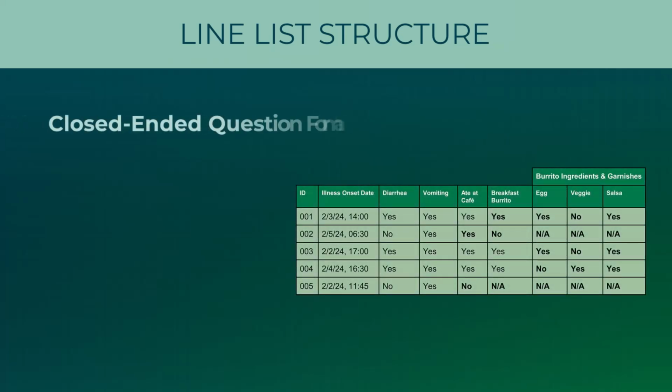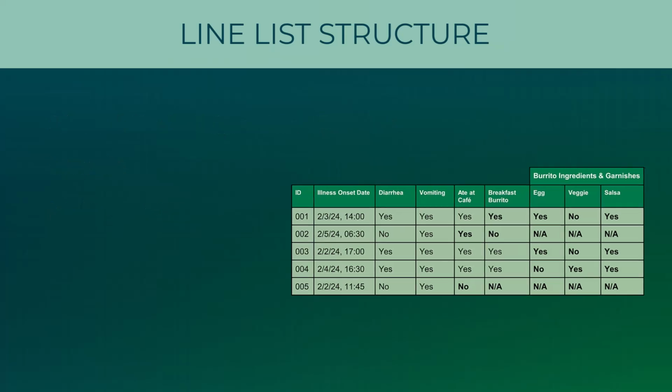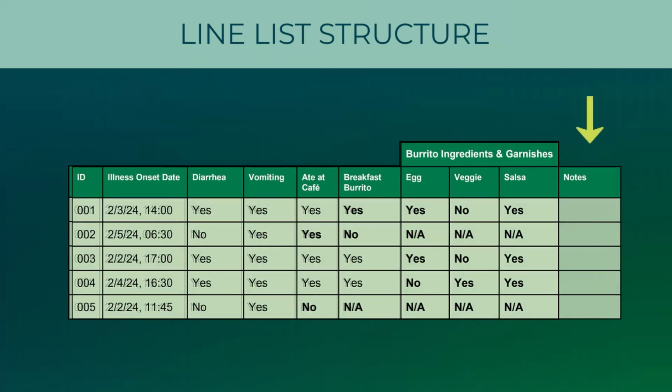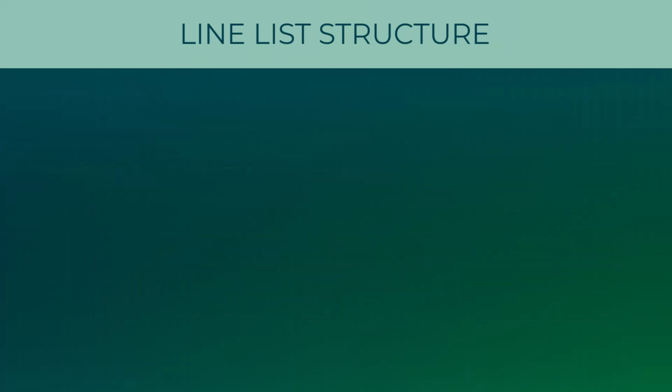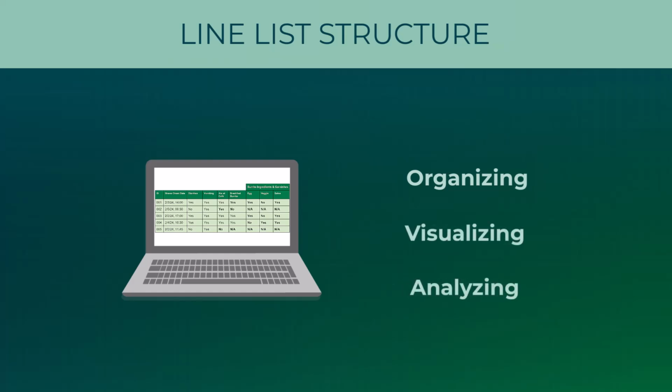The data in the columns were added in a closed-ended yes-no question format. In line lists, data are typically captured in a closed-ended format through yes-no or multiple choice questions to allow for quick quantitative analyses. The exception to this is the notes column, which can be helpful to capture additional information that isn't amenable to the closed-ended format. Overall, line lists are an important tool for quickly organizing, visualizing, and analyzing data during an outbreak investigation.